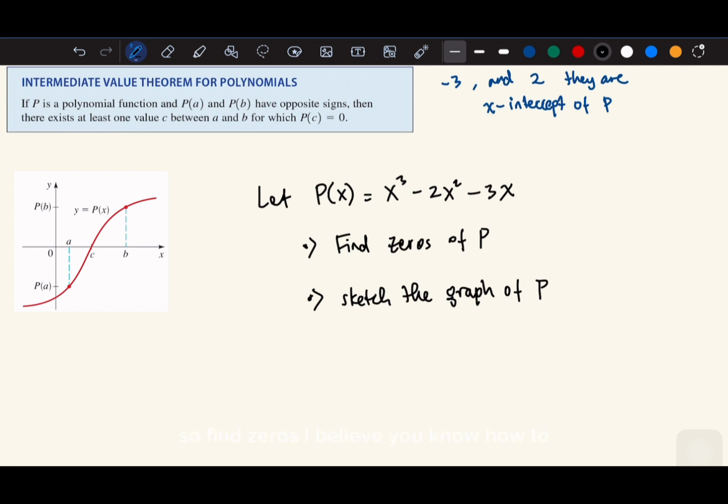So find zeros, I believe you know how to. I think it's factorizable, so you can factorize the function. But how to sketch? Basically, sketching the graph for polynomials, first we get the zeros, right? Zeros are the x-intercepts, so we know when the curve will be crossing the x-axis. And then second, we get to know the y-intercept as well, when the graph will cross the y-axis. That is when x equals 0, which is 0, so the point (0, 0). And then for the rest, we need to take some time, maybe make a number line, and then check some values of x.